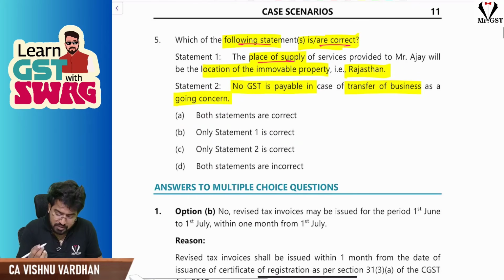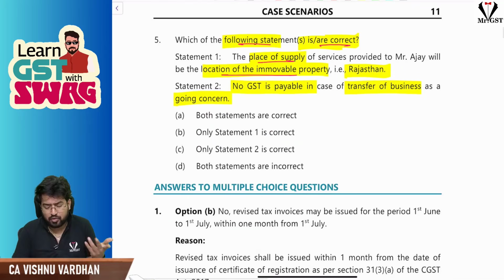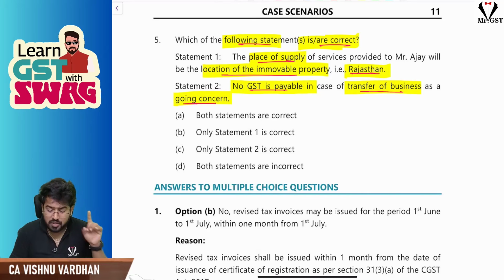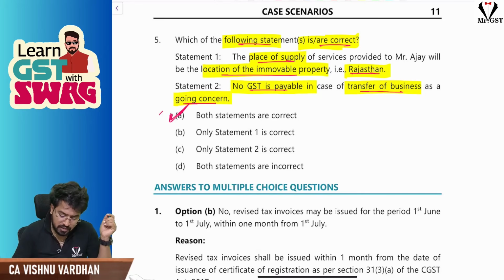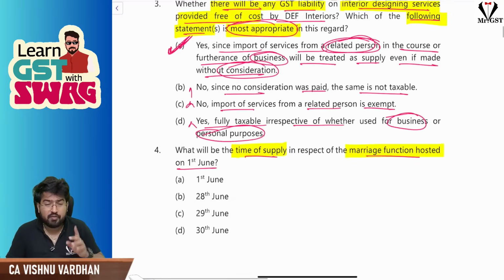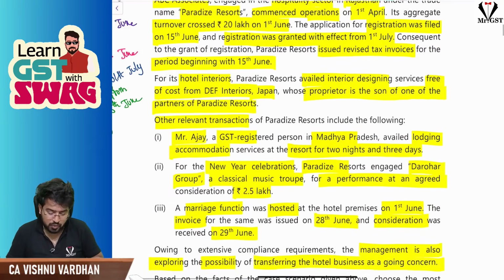Place of supply with respect to location of immovable property, always it will be the location of immovable property, Rajasthan. No GST is payable in case of transfer of business as a going concern. Without reading case study itself, you can answer this, because place of supply for any services provided to any person with respect to immovable property, the location of immovable property is place of supply. So both statements are correct here. That is the option. Without reading case study, we can answer 2 questions.